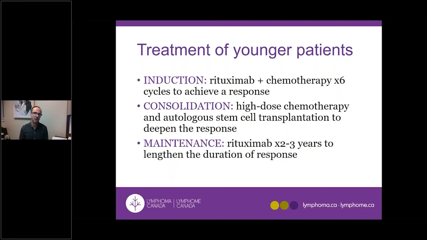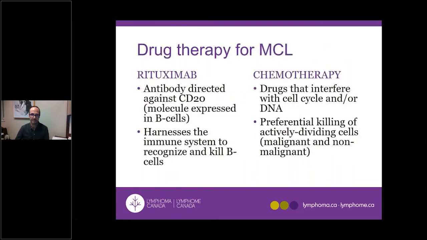Now, after all that hard work, you want to keep it that way. And so we then go on to part 3, which is the maintenance phase, where we do just rituximab, just the immunotherapy, every 2 or 3 months for 2 or 3 years to try to keep this going for as long as possible. So it's a very long process. This takes somewhere between 2.5 to 3 years, but that pays off with hopefully a long treatment-free interval for most patients.